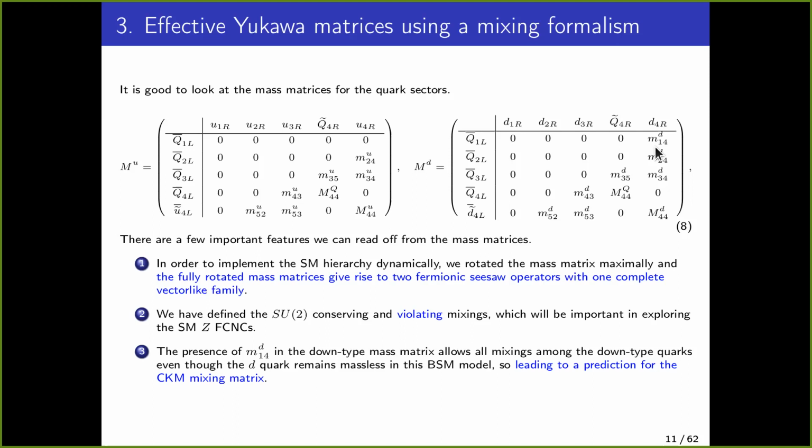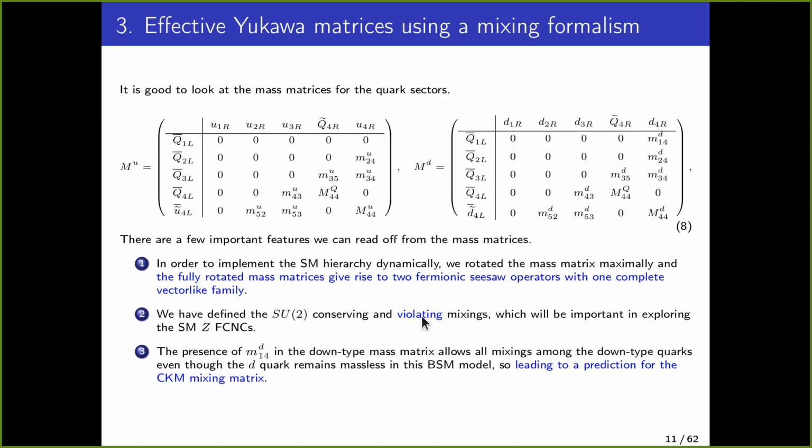And what this means is we can have all the mixing between the down-type three standard model fermions. Therefore, we can lead to the prediction for the CKM mixing matrix. So in the up-type sector, we have only the 2-3 mixing angle, whereas for the down-type sector, we can have all the mixing between the three standard model generations.